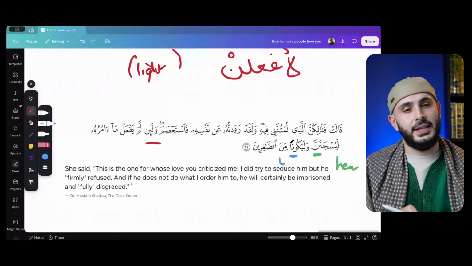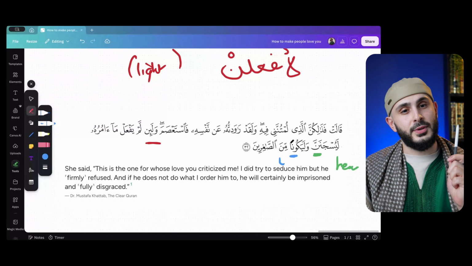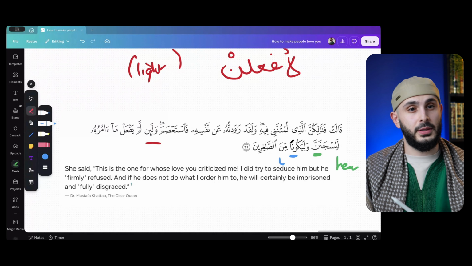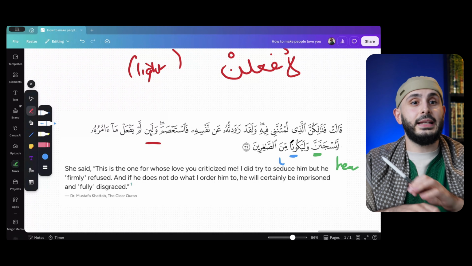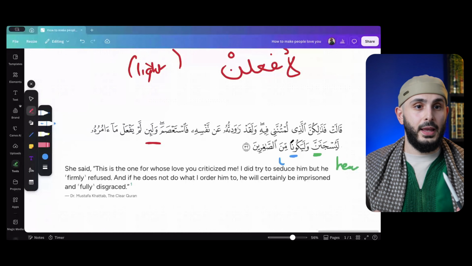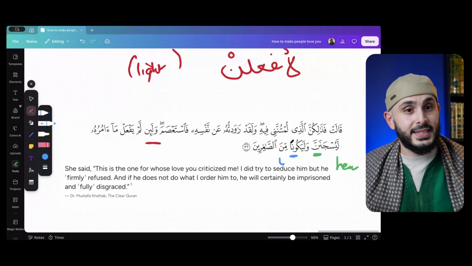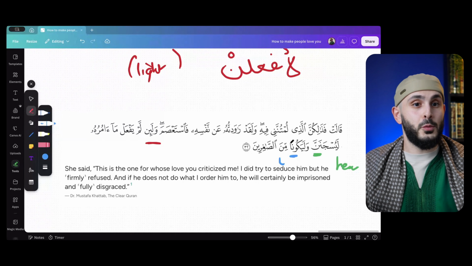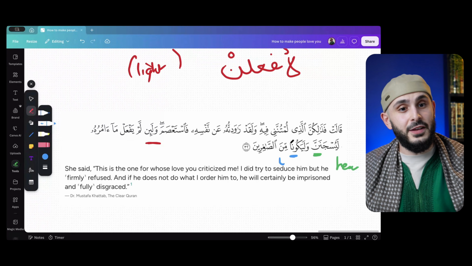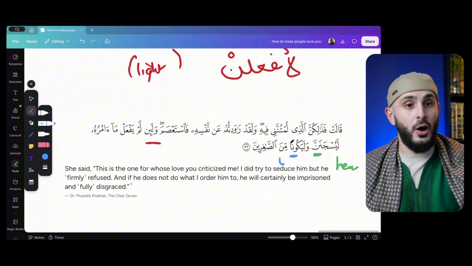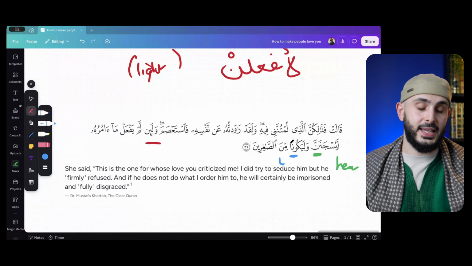If you think about Yusuf alayhi salam's life, Yusuf was presented with test after test after test. He had a very difficult life. He was sold into slavery. He had every reason to despair. And even then, even though he was a slave, the women were trying to seduce him. And even then, he held on to the principle of seeking the pleasure of Allah, passing the test of life.